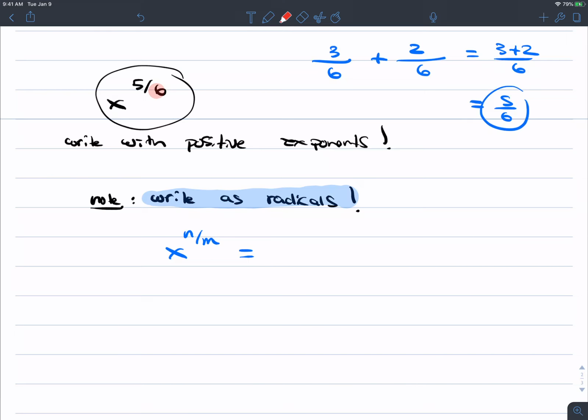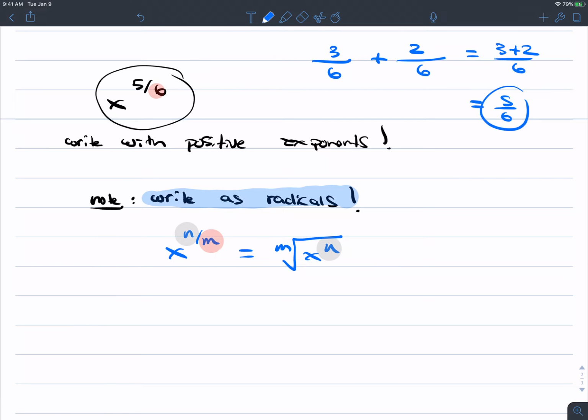this denominator here of an m. So this will be the mth root. So we can write this as the mth root of x to the nth power, where my numerator here is n. So that was one definition of an exponential with a rational fraction power. We can write it as a radical.